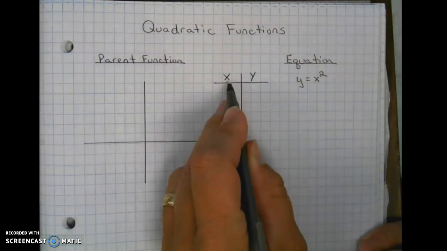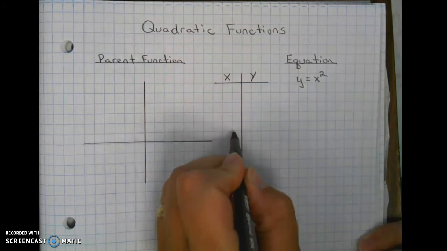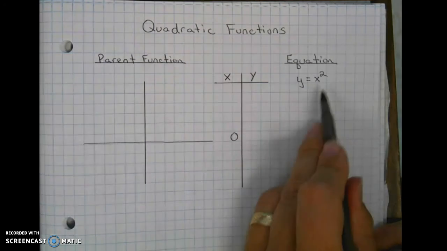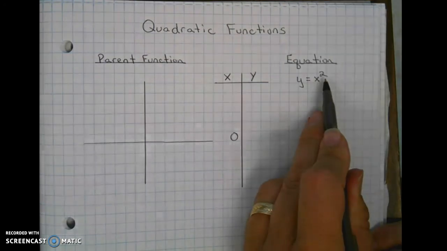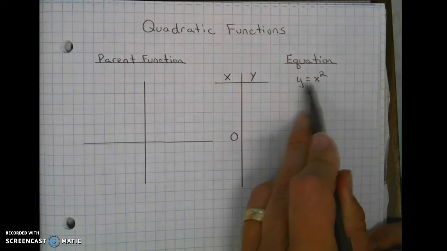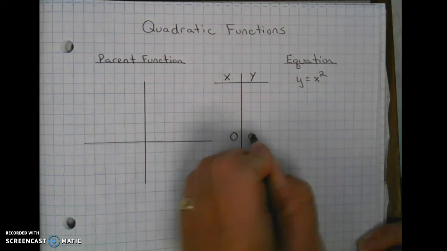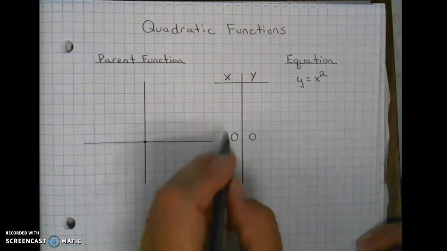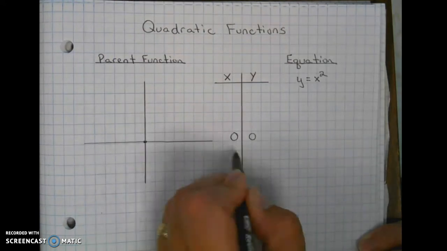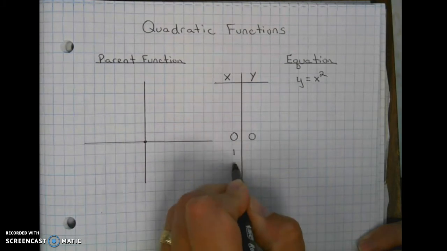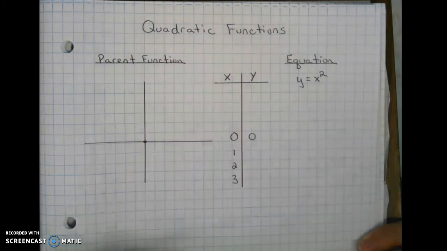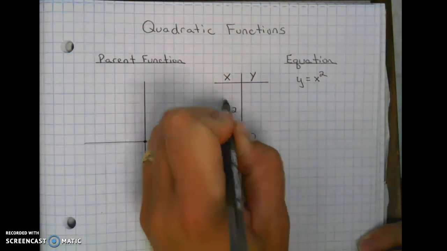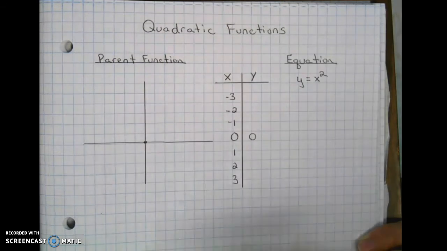Inputting some values in for x, we'll start off with 0. Inputting 0 in for x, 0 squared is 0. So y is equal to 0. So we have our first point for our parent. Okay, so choosing some numbers, some positive numbers. So we'll choose 1, 2, 3 in the positive direction, -1, -2, and -3 in the negative direction.